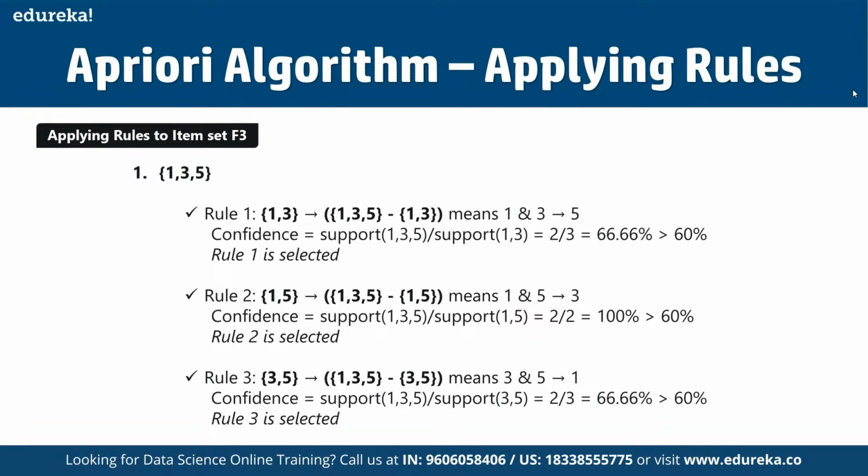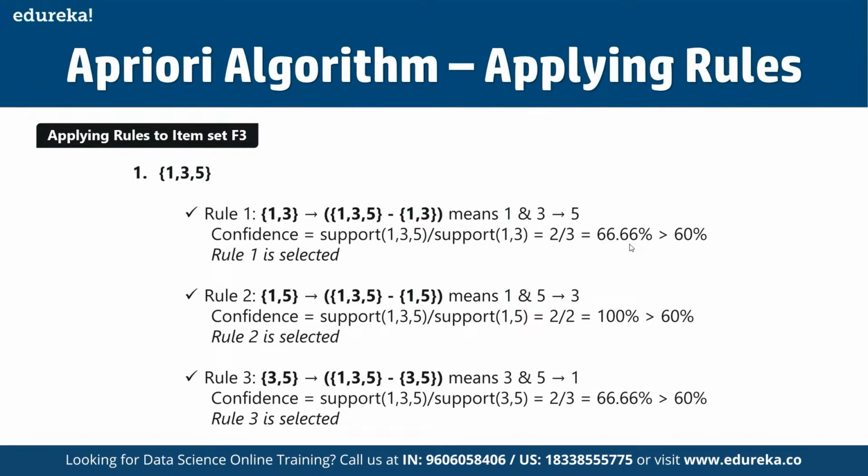So rule 1 here: 1 3 is a subset, which means 1 and 3 will result in 5. That means if a user is purchasing both items 1 and 3, then we have a good possibility of the customer going for the fifth item as well. Here the confidence is support 135 divided by support 13, that is 2 by 2, that is 66.6%, which is above 60%.